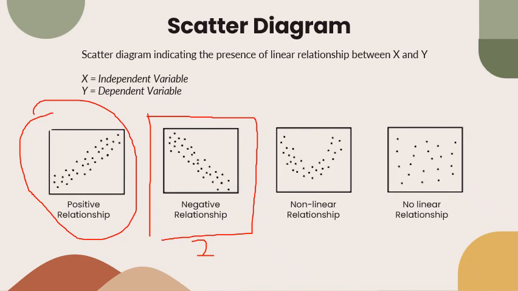And there are two examples we consider as non-linear relationship. The first one, non-linear relationship, you can see in the third diagram, and no linear relationship is considered in the fourth diagram. You can see that it disperses everywhere for the fourth one. So therefore there is no relationship.